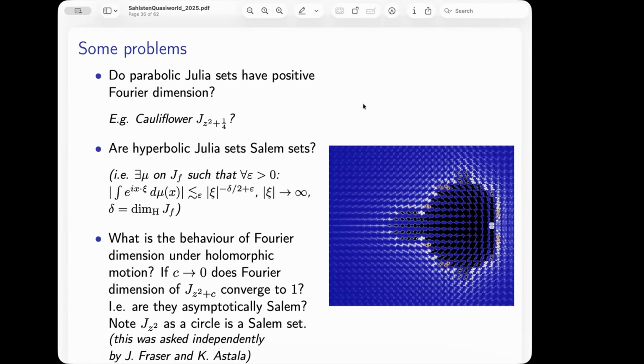And finally, a related problem, asked independently by Jonathan Fraser and Kai Astola, who's also here, we sometimes chat, and he was interested in this problem: there is the case of a circle, which is the Julia set for z squared. In the picture, it's right in the middle here, in the Mandelbrot set. That's a Salem set because it's a circle, it has curvature. So when you integrate by parts, the Fourier transform of the length measure, which is the one-dimensional Hausdorff measure, decays polynomially exactly with the exponent Hausdorff dimension over 2, which is 1 over 2. That's an exercise.